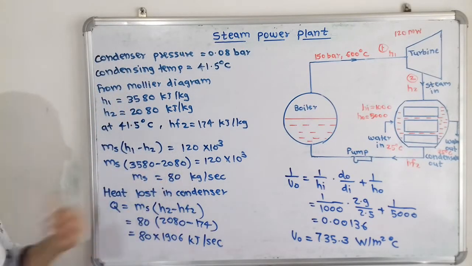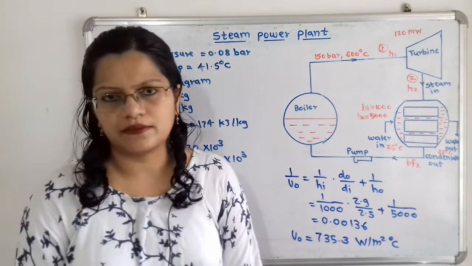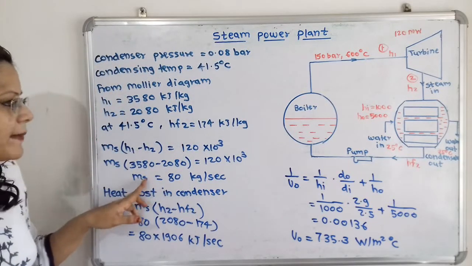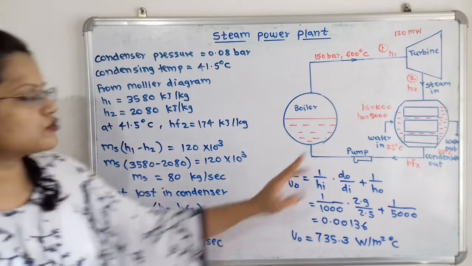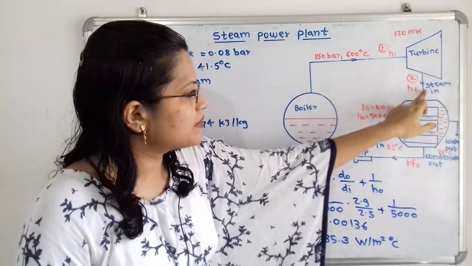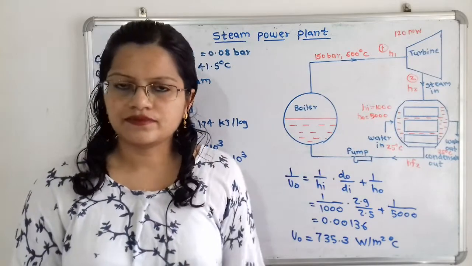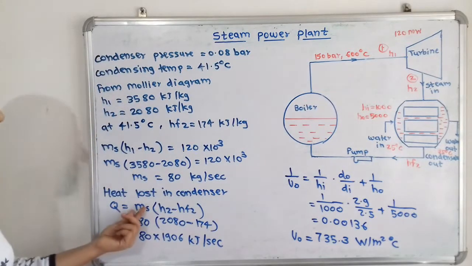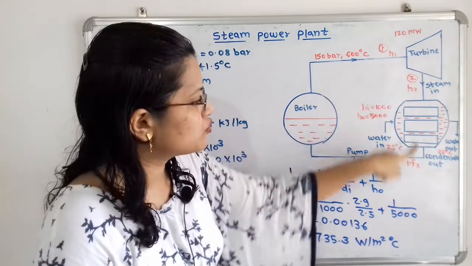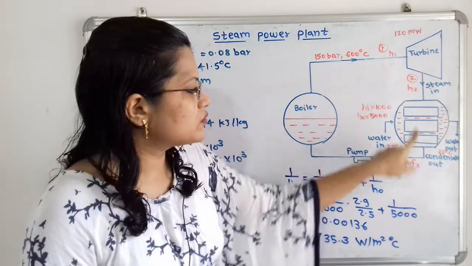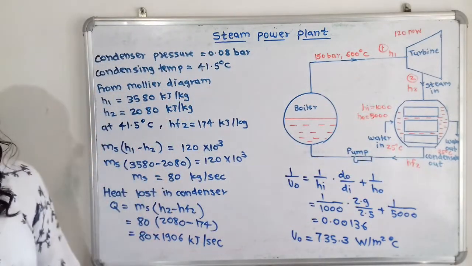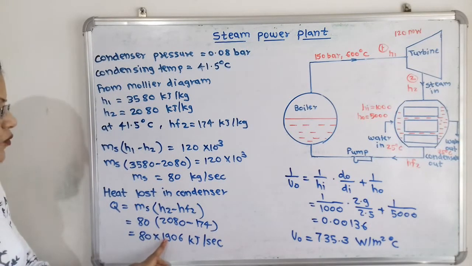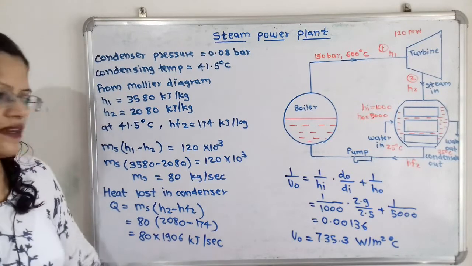Now we will move to the next, that is heat lost in the condenser. So how to find out the heat lost in the condenser? Here Ms, the mass rate of flow of steam, is known. The same mass rate of flow of steam is moving inside the condenser, and a heat transfer process is taking place. So we will say that Q is equal to Ms and the enthalpy difference H2 minus Hf2. H2 is known, Hf2 is also known, Ms has been calculated. So when we put the values, we get Q is equal to 80 into 1906 kilojoule per second.